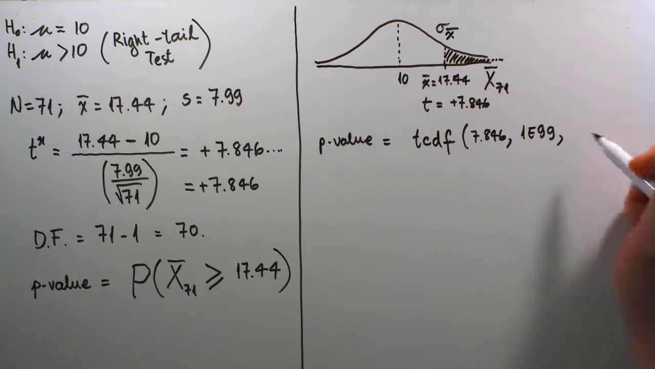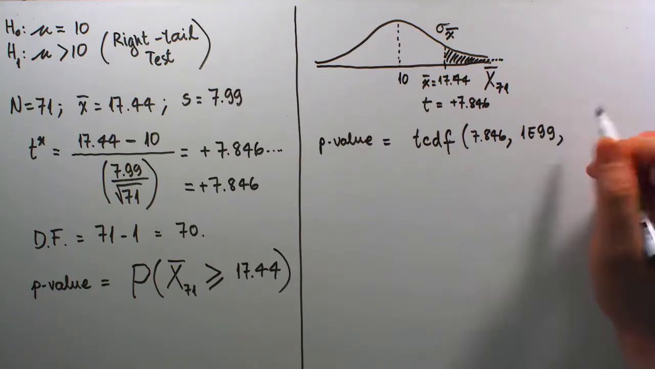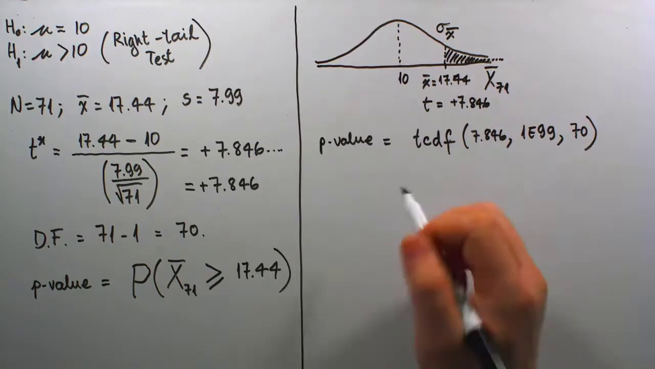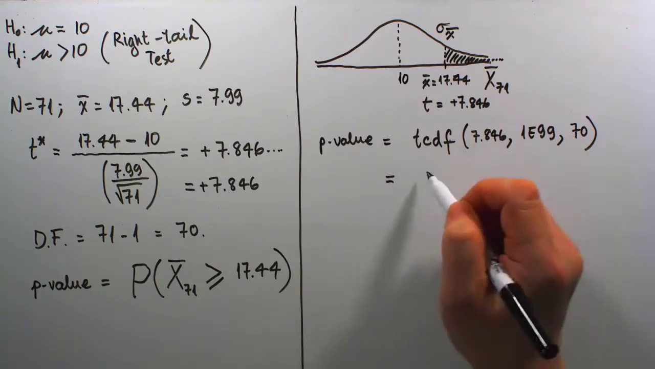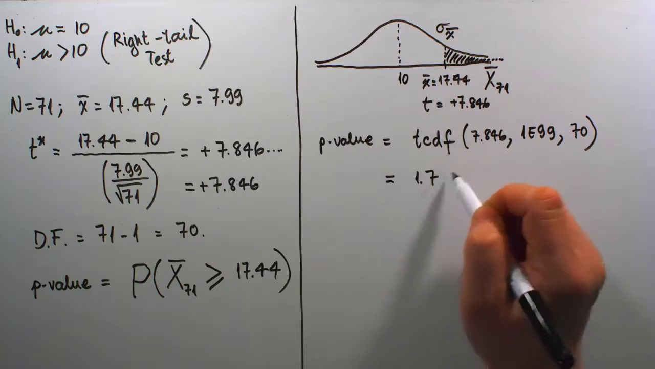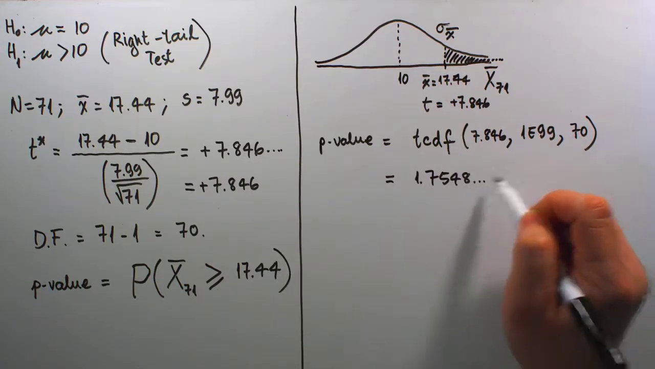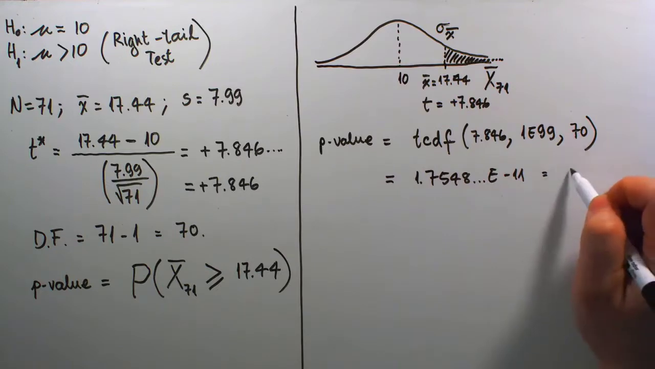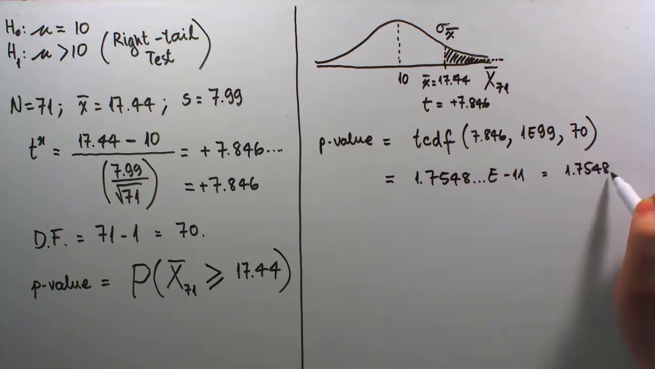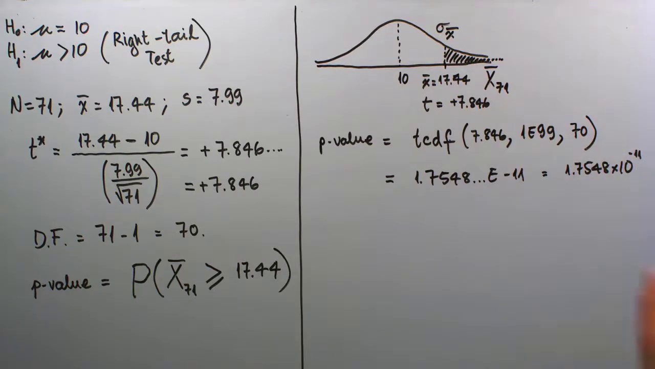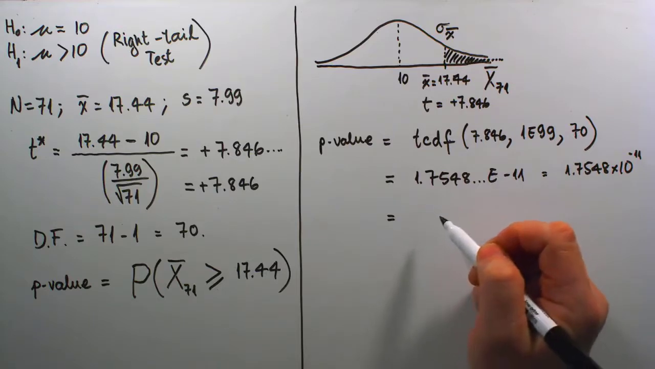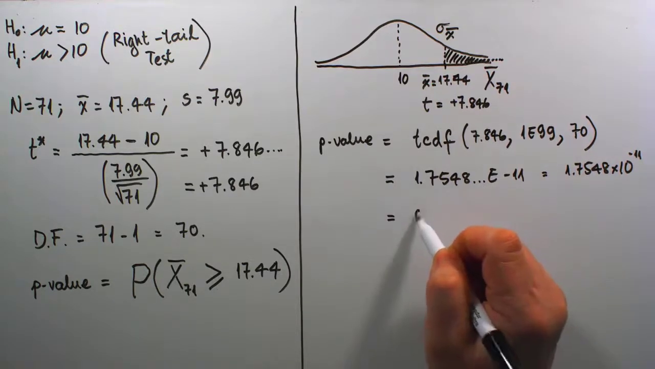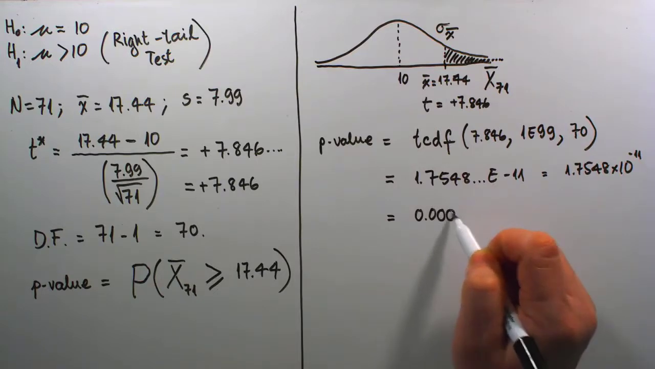And now, with another comma after the upper end, I'm going to enter the degrees of freedom, being 70 for our testing procedure here. And so the final answer that we found was, in scientific notation, 1.7548 and a lot longer, but the E minus 11 from our standard TI calculator means the same as 1.7548 times 10 to the negative 11. That's what it means. In 4 decimal places, which is what I usually round to unless specified otherwise, our final p-value is 0.0000.